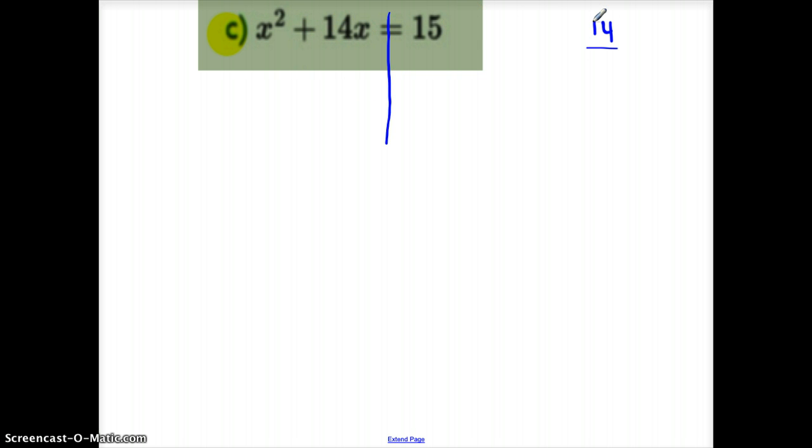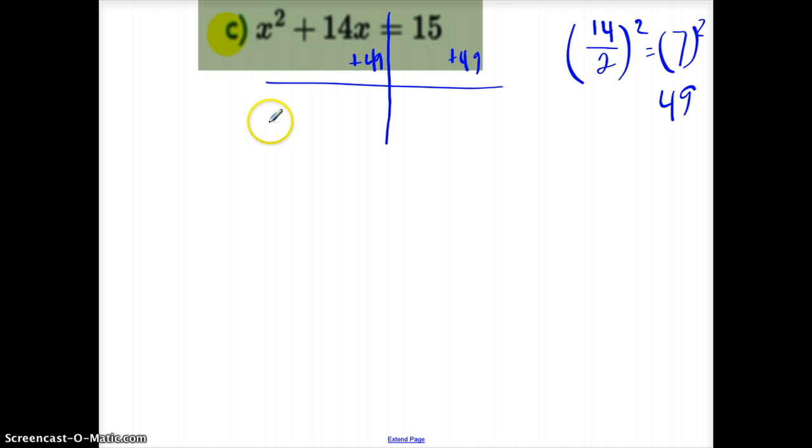Here it's 14. I'm going to divide it by 2, and I'm going to square it. That's going to be equal to 7 squared, which is 49. That's what I'm adding to both sides. I'm going to add 49 and add 49 to both sides. Okay, so I'm going to have x squared plus 14x plus 49 equals 15 plus 49. Let's see, let's line these up. 5 plus 9 is going to be 4. Carry the 1, 64. Oh, that's pretty cool. That's a perfect square.